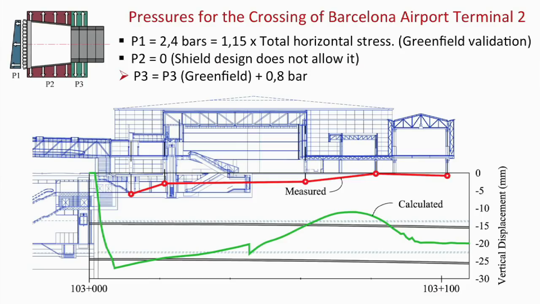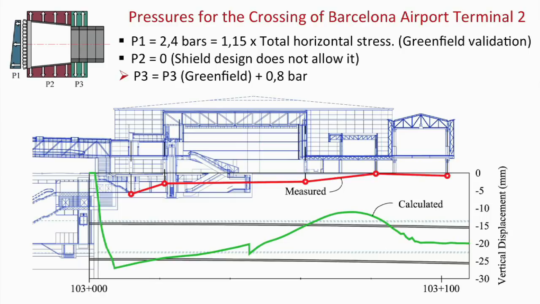So there is some range of pressure that you can use, in fact. But this is a very good idea. In the case of the crossing of Terminal 2, we decided to increase the pressure compared with the previous excavation in the fields coming to the airport. The P1, we didn't want to change. It was already 1.15. The total horizontal stress is the reference stress for P1. Yes, it's quite simple. This is the rule. So you might increase it, but we didn't increase it too much.